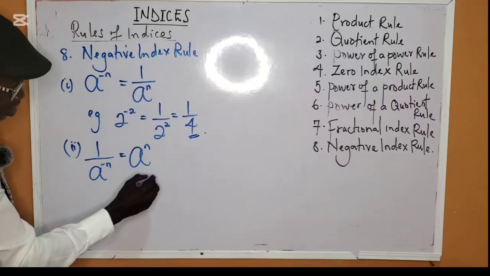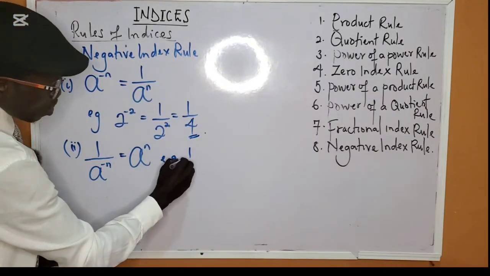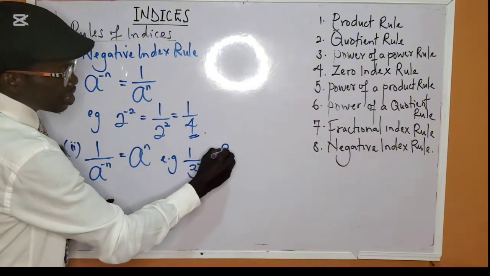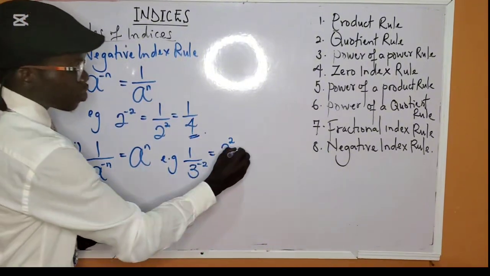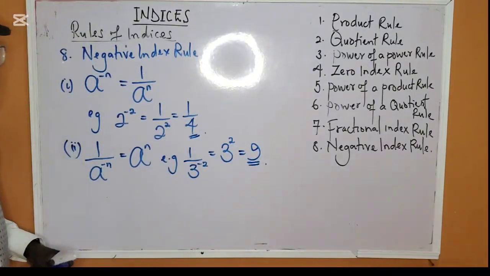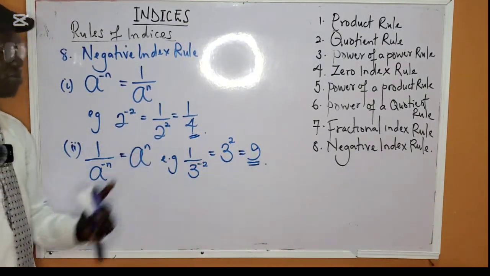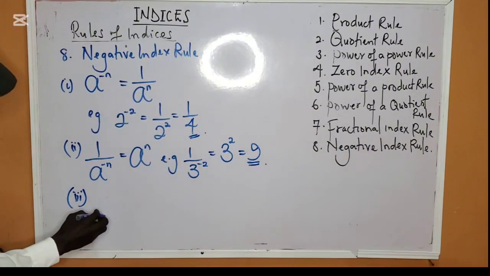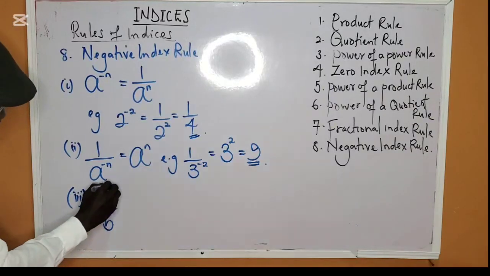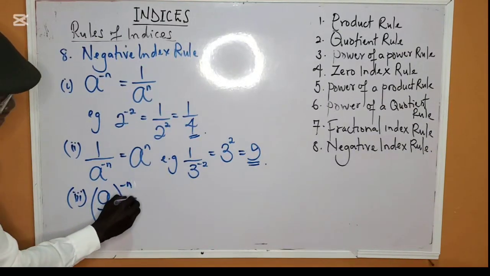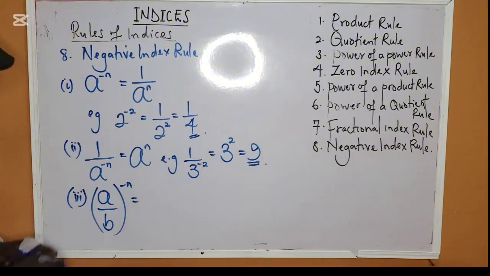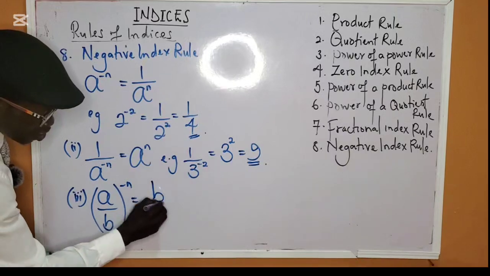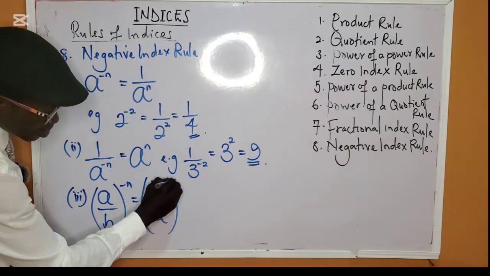For example, if I have 1 over 3 raised to the power minus 2, that can be written as 3 raised to the power of 2, which is equal to 9. That's 3 times 3. It is not the same thing as 3 times 2, because 3 times 2 equals 6. Good. The last but not the least here is a over b raised to the power of minus n. Now the shortcut method is to just move this up and take this down, then the sign will change. It is going to be b over a all raised to the power of n.